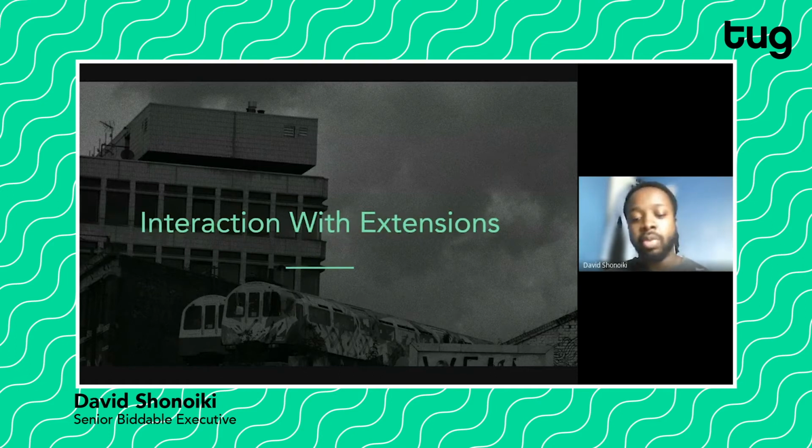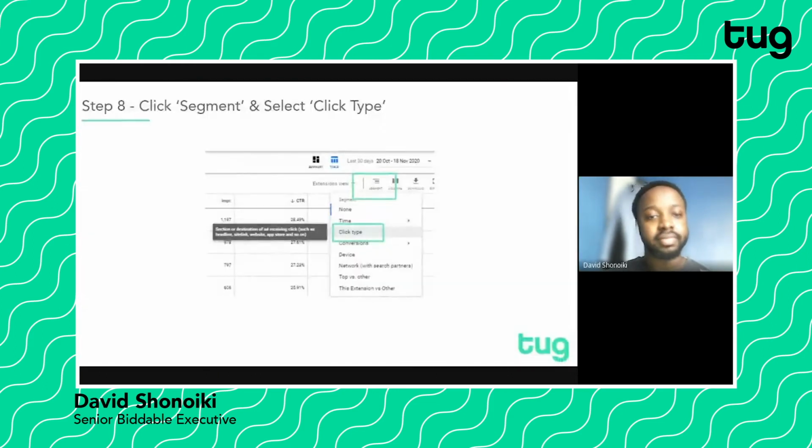So how are people interacting with your extensions? Once you're in the extensions view or the associations view, if you click segment, you'll be able to choose what you want to segment the data by. For those of you unfamiliar with click type, this is just saying where are people clicking when they see your ads extension. So are they clicking on the extension itself?